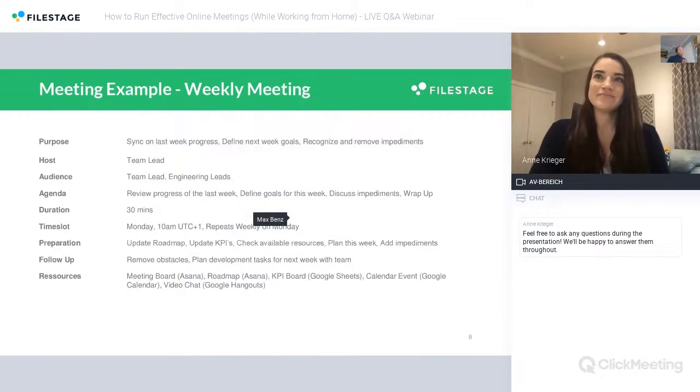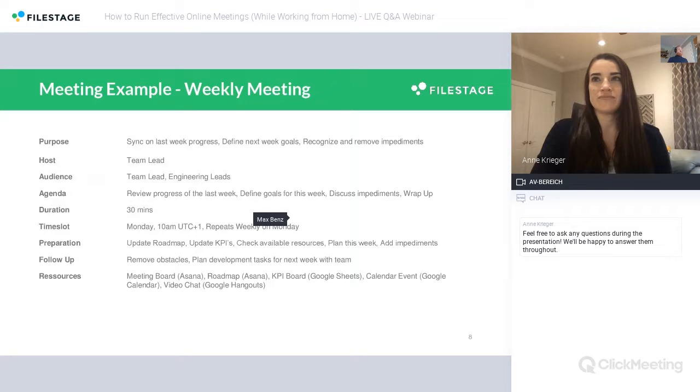Okay, let's glue this all together and take a look at an example. So this is our weekly meeting. The purpose is to sync on the last week's progress, define the next week's goals, recognize and remove impediments. The host is the team lead, and the audience is the team lead and the engineering leads.